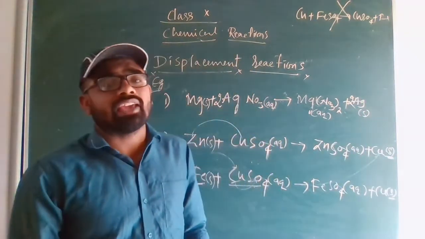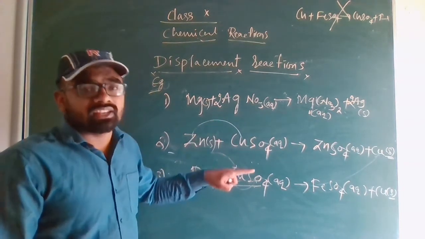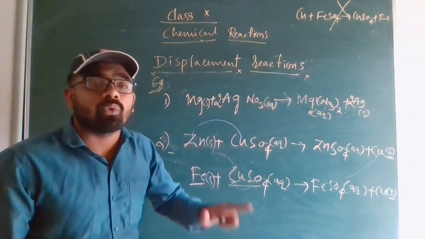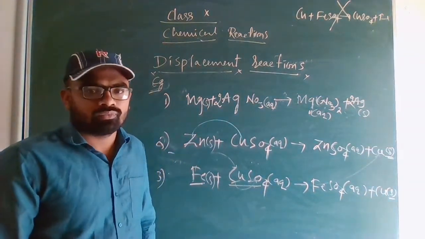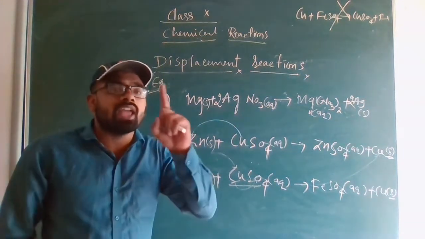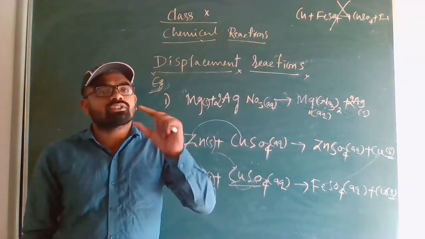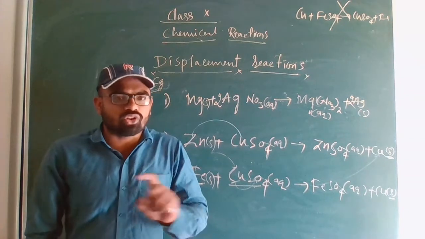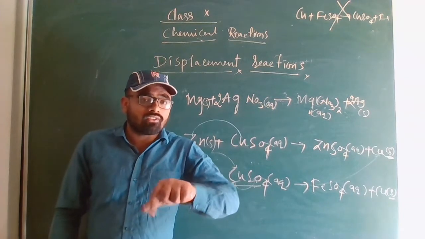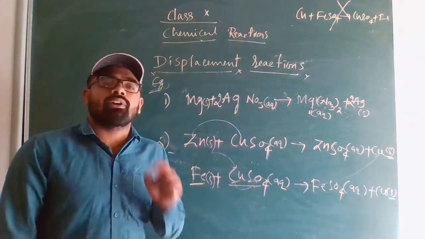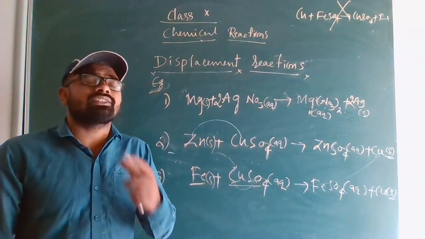Copper is less reactive than iron. Only the more reactive metals displace the less reactive metals from their aqueous solution, whether it is sulfate solution, nitrate solution, whichever solution it is. Only highly reactive metals displace the less reactive metal from their solution. The reverse case is not true. That means a less reactive metal cannot displace a more reactive metal from its sulfate solution. That is why copper cannot displace zinc or iron from its sulfate solution, because copper is less reactive than zinc and iron.